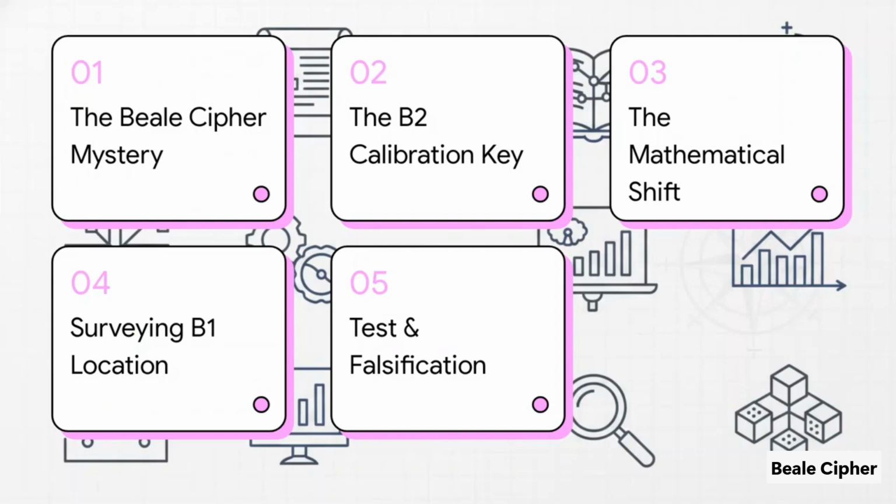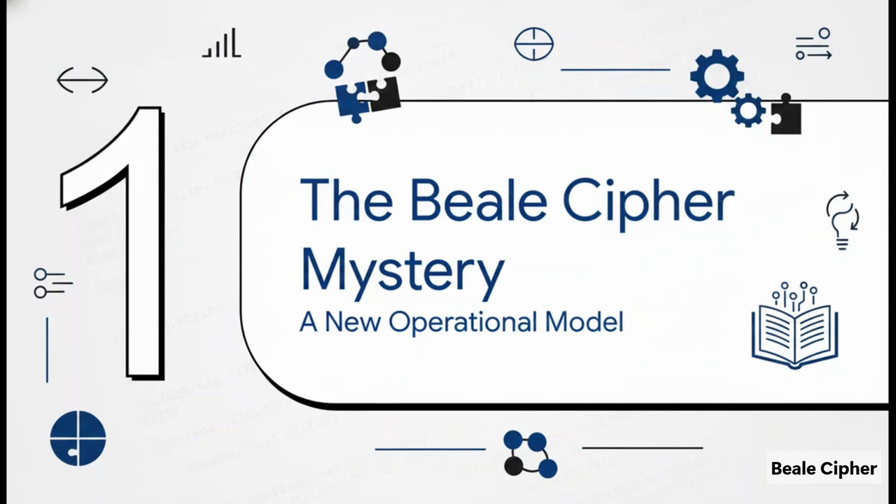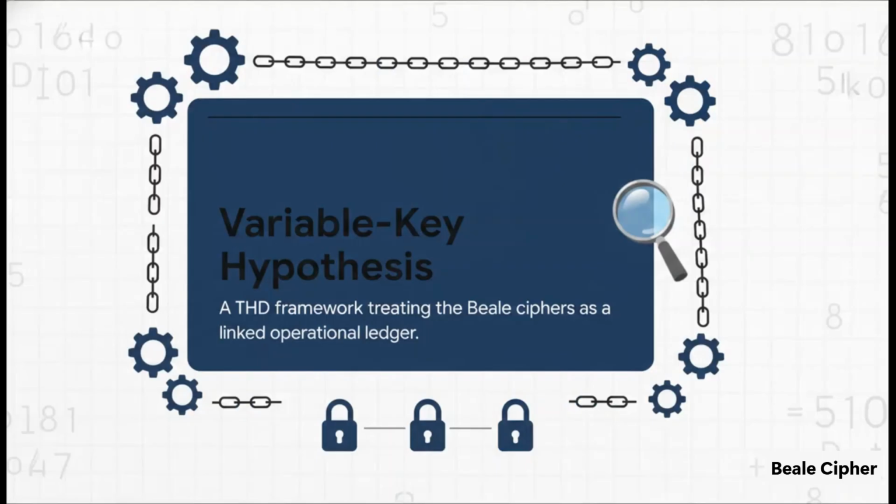We'll start with the Beale Cipher mystery, move on to the B2 calibration key, break down the mathematical shift, look at surveying the B1 location, and finish up with testing and falsification. Section 1, the Beale Cipher mystery. To solve a puzzle that's been broken for 2 centuries, you really need a completely new operational model. And that brings us to a groundbreaking framework developed by Triune Harmonic Dynamics, or THD.